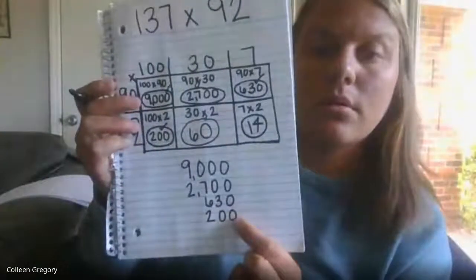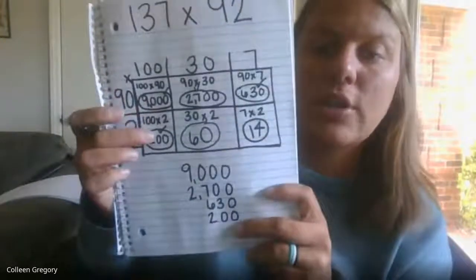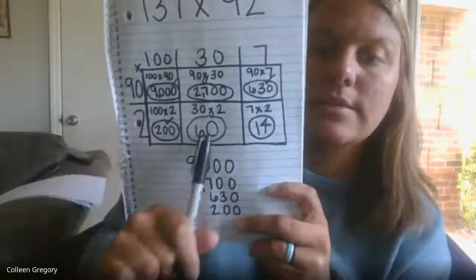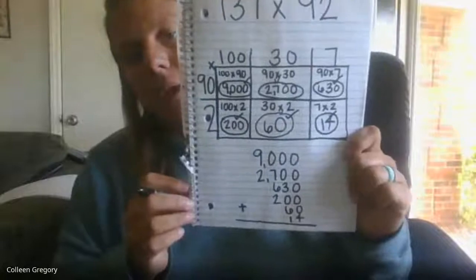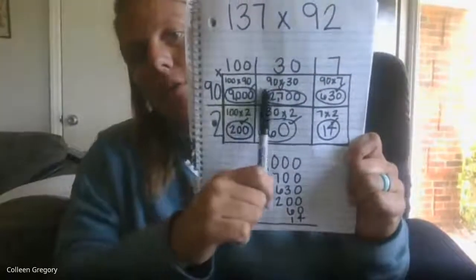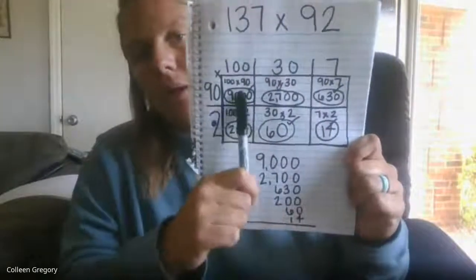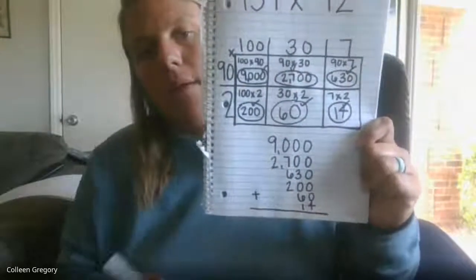My next largest number is 200. So I'm going to line that up with my place value under 630 and check it off when I use it. And then 60. Line that up by place value, and then same thing with 14. I'm kind of running out of room, but that's okay. Okay, so now my problem should look like this. I have a check mark with all my numbers, meaning I've used all my numbers, and I've lined them up by their place value.